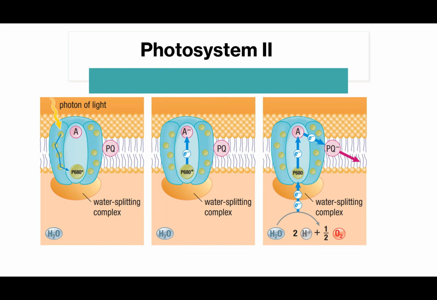The positively charged P680 molecule is extremely electronegative and can actually remove an electron from a molecule of water, resulting in oxygen being released and protons being released into the thylakoid lumen with a high proton concentration. This reduction of P680 is facilitated by the water splitting complex. The acceptor molecule then transfers an electron to plastoquinone and becomes neutral.